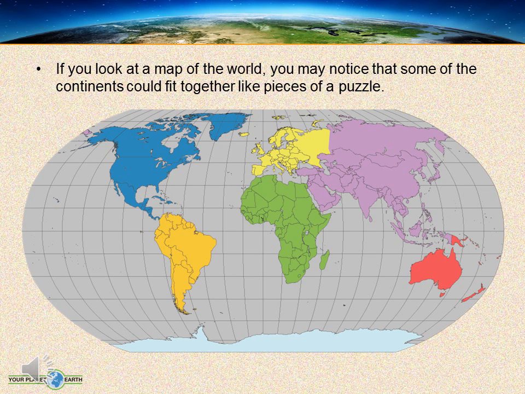What is plate tectonics? If you look at a map of the world, you may notice that some of the continents fit together like pieces of a puzzle. The shapes of Africa and South America are a good example. This is because they used to fit together. The Earth as we see it today was not always like it is now. Land masses have pulled apart and joined together by the process we call plate tectonics.